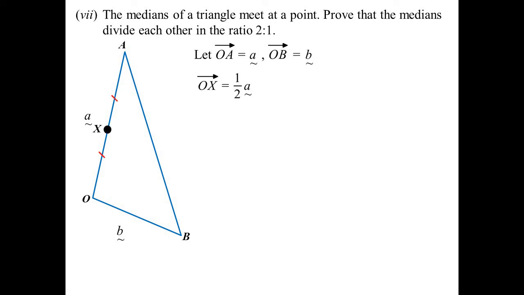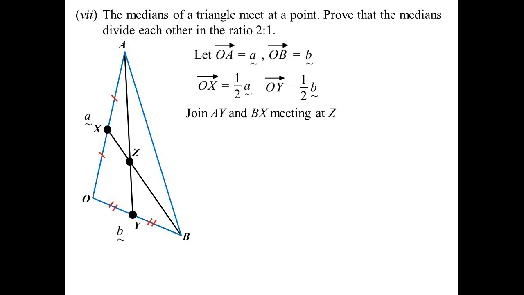Now I want the midpoint because we're talking about the medians. So X is going to be my midpoint of OA. So it's a half of A as far as the vector goes. And then I can do the same on OB. So that would be a half of B. A median, if you recall, is the line that joins the midpoint to the opposite vertex. So let's draw those 2 medians in. They meet at Z, and we want to prove they divide each other in the ratio 2 to 1.